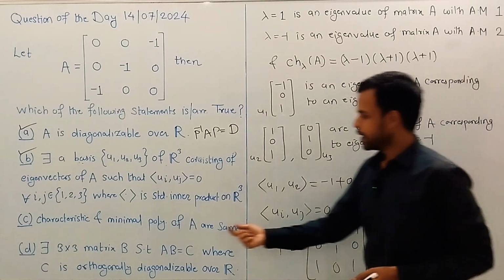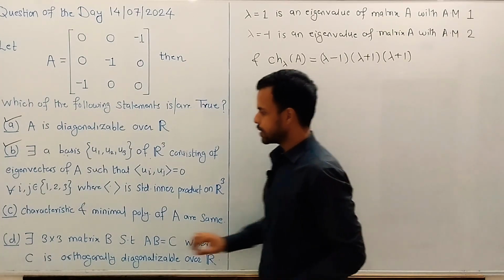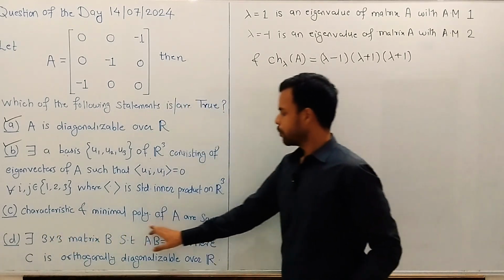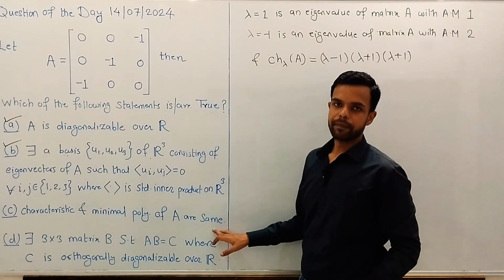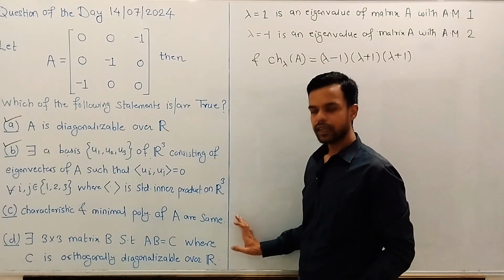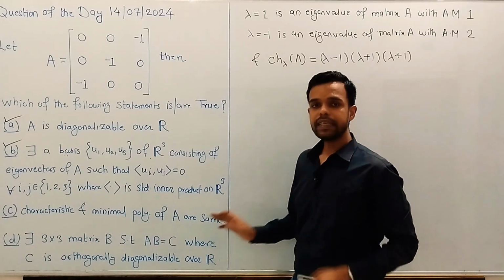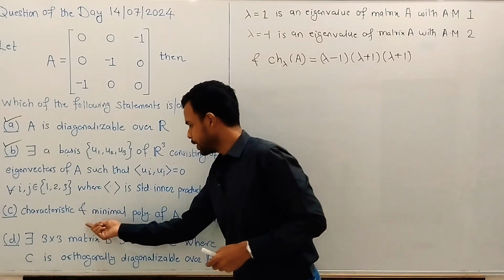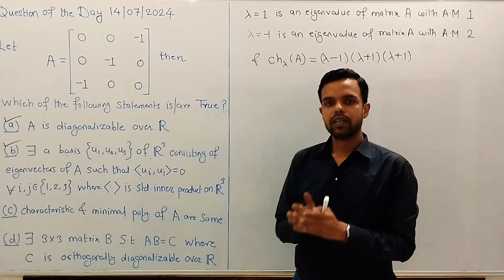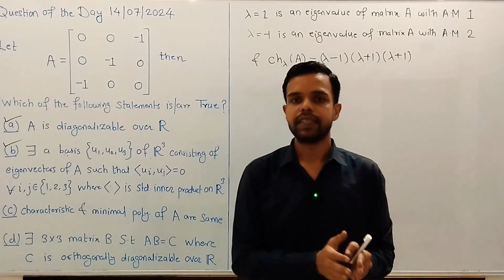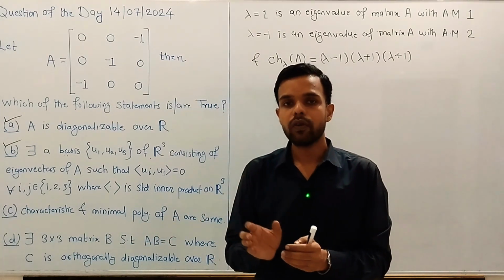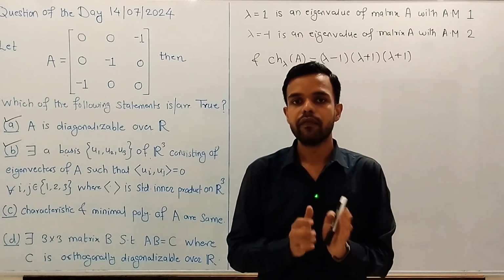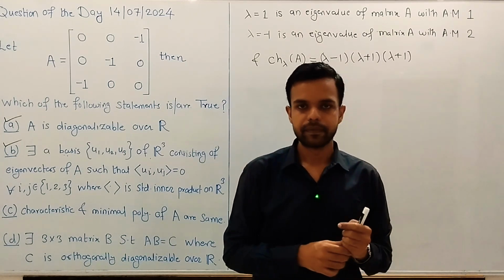Now let's move to the statement in C. The statement in C is that the characteristic and minimal polynomial of A are the same. Is this a true statement? No. We can easily verify that this is a false statement. Let's first recall what the minimal polynomial of a matrix is. The minimal polynomial of a matrix is a monic polynomial of lowest degree which annihilates that matrix.